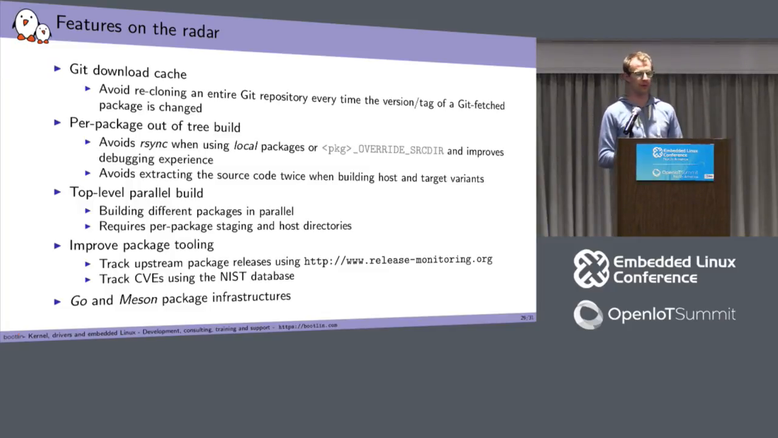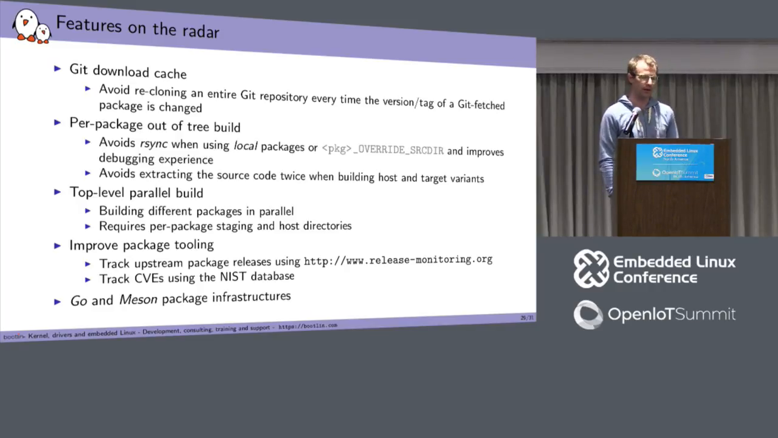And also, if you use a feature like local packages or override source, to say my source code is already locally available somewhere else on my system, Buildroot has to do an rsync of the source code to bring it into the tree and build it there, which is a little bit annoying. So we want to bring per-package out-of-tree build. In theory, it's not very complicated, but that requires a lot of cleanup in different places, so it's more effort than you might initially think, but hopefully we'll get there.